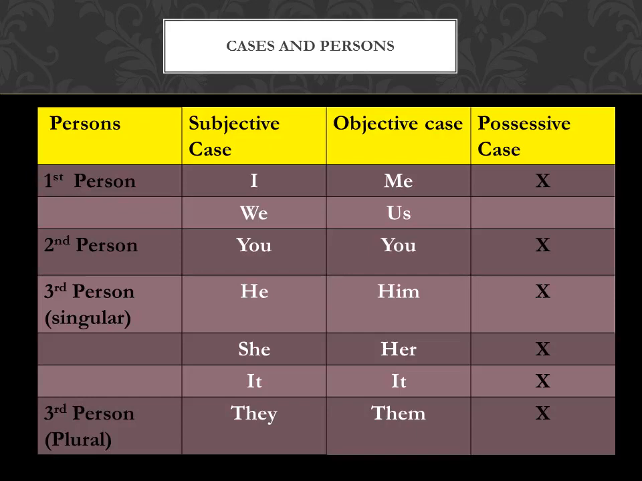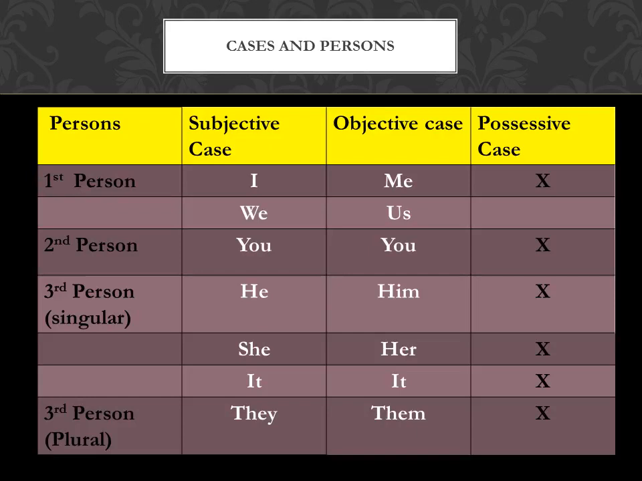Then we have third person singular. In third person singular, the subjective case has he, she, and it. Similarly, in the objective case, we have him, her, it. Then we have third person plural, and it includes only one pronoun, which is they, in the subjective case, and them in the objective case.